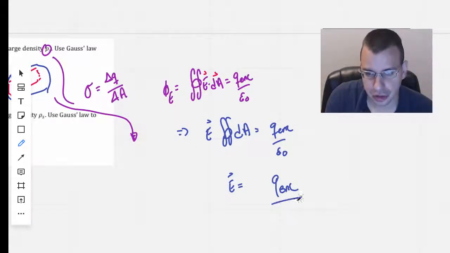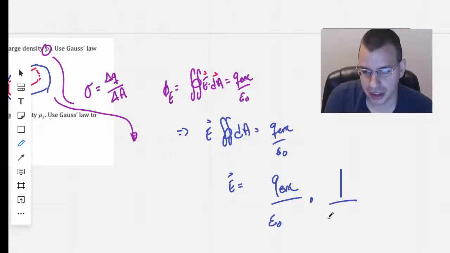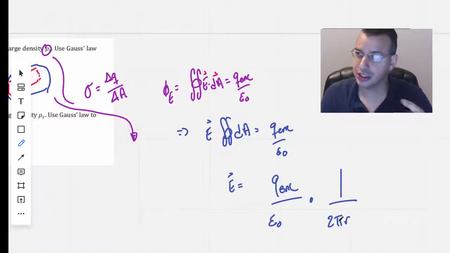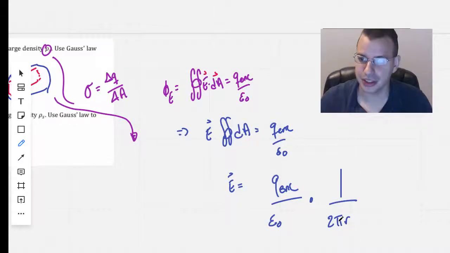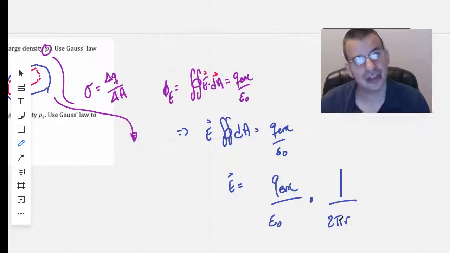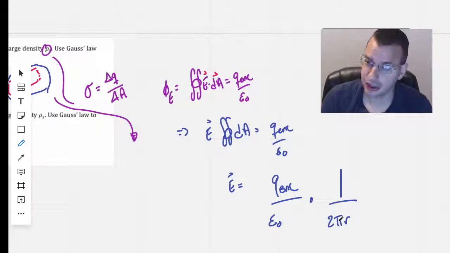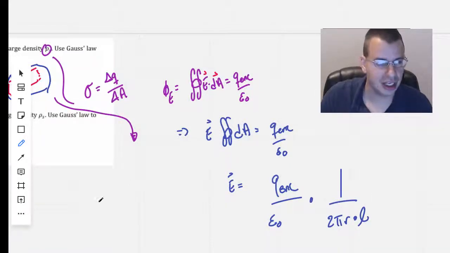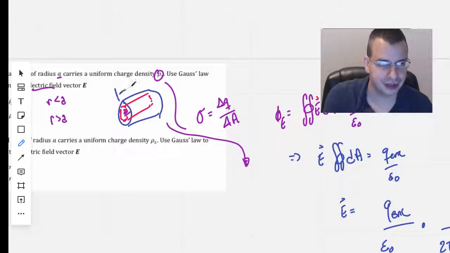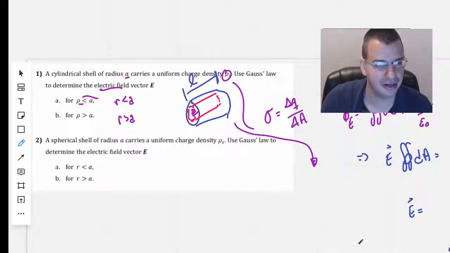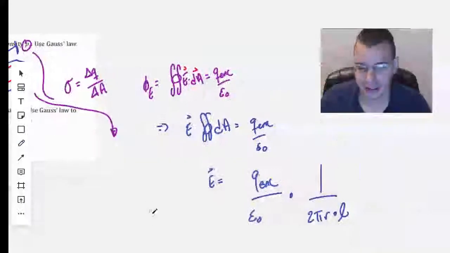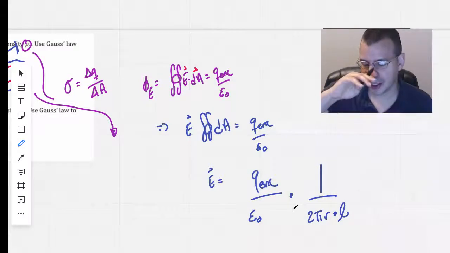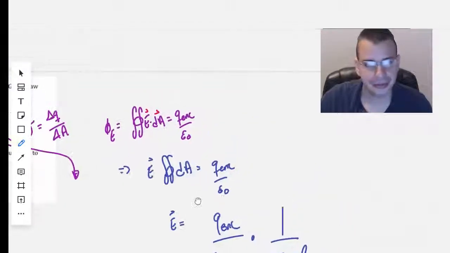Q enclosed over epsilon naught times 1 over the area here, which would be 2 pi r, which is the circumference of a circle, but it's kind of the circumference of the base of the cylinder, times L, where L is the length of this cylinder. Your first thought is, well, isn't that length infinite? How can we have an infinite there? It's probably infinite. We're assuming it's infinite.